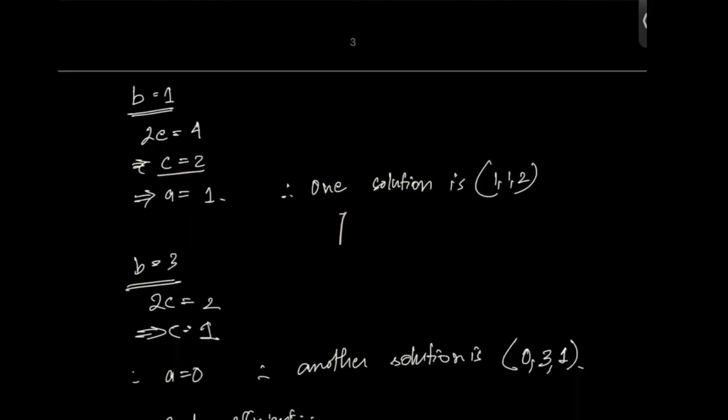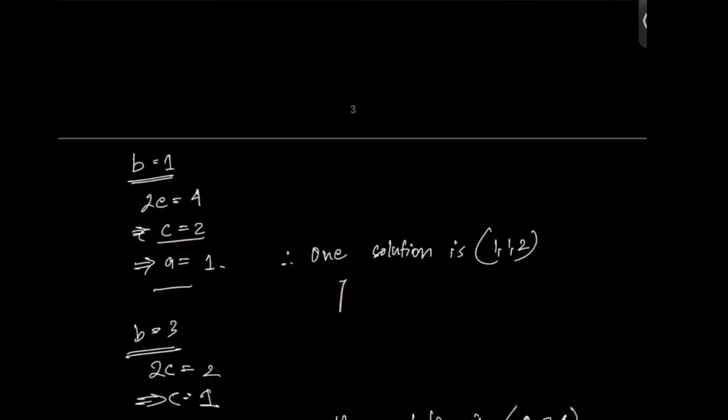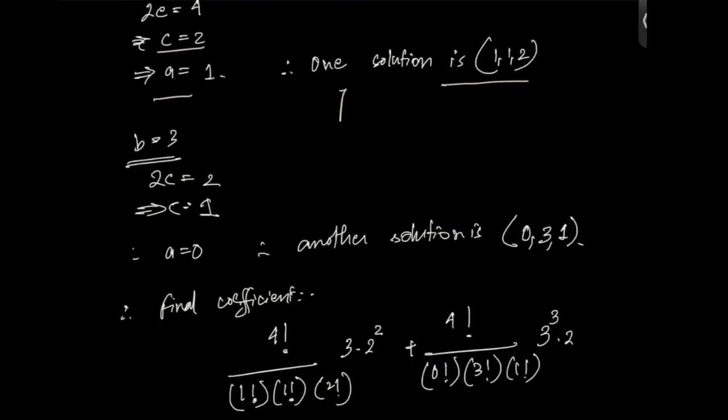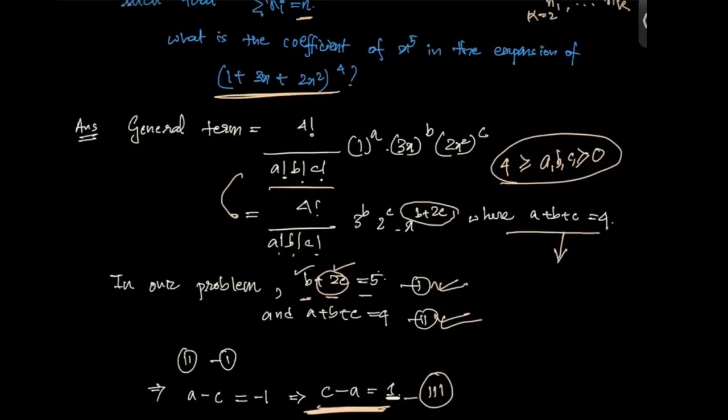Trying equation 3 here, c minus a is equal to 1, we get a is equal to 1. So one of the solutions is 1, 1, 2. And the next one, when we put b equal to 3, we get 2c is equal to 2, which is c is equal to 1, and then we get a is equal to 0. It's not negative, so it's allowed. So another solution is 0, 3, 1. So note that we have got solutions of a, b, c which satisfy both these equations.